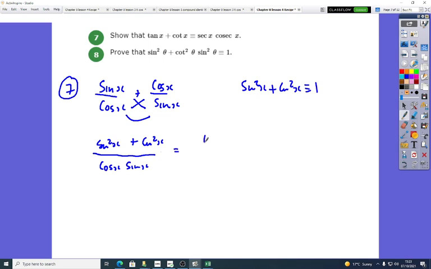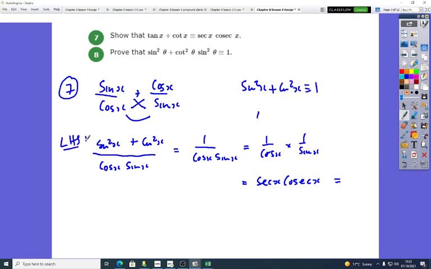So that becomes 1 over cos x sine x, which is really the same as this, but just show that you know that it is the same as 1 over cos x, 1 over sine x. Excellent. And you can tell the examiner that you know that 1 over cos x is the same as sec x, and 1 over sine x is the same as cosec x, which is equal to the right hand side. So we started with the left hand side, and you can say that's equal to the right hand side, QED.